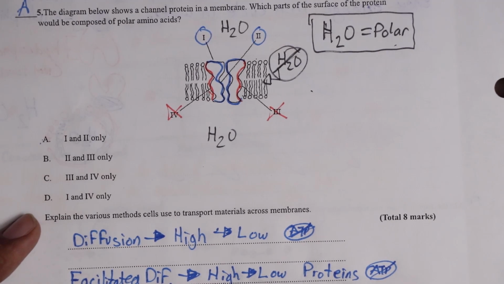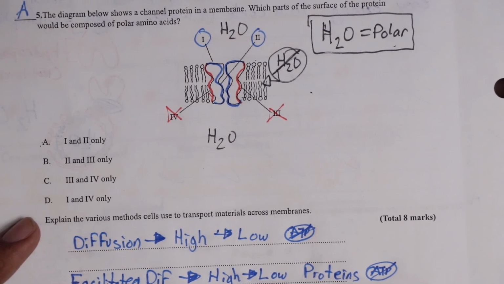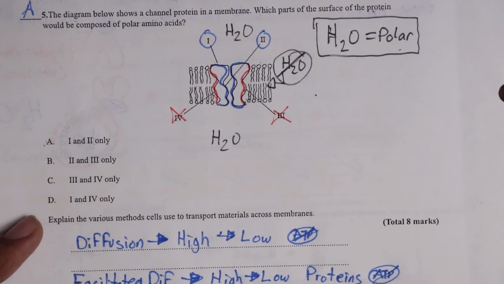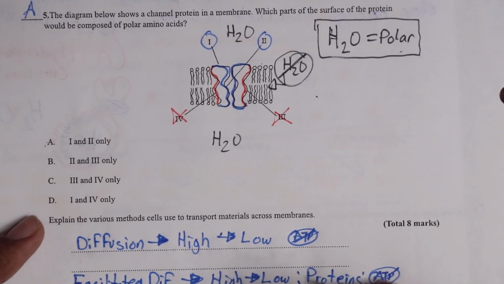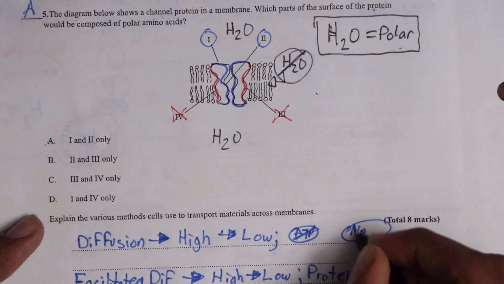So active transport. And it also goes from low to high, so it's opposite. It needs proteins and it needs ATP. There you go. So also here, let's write no, so protein.